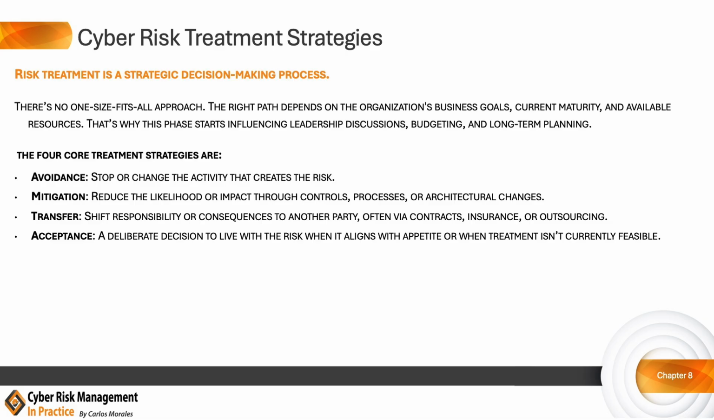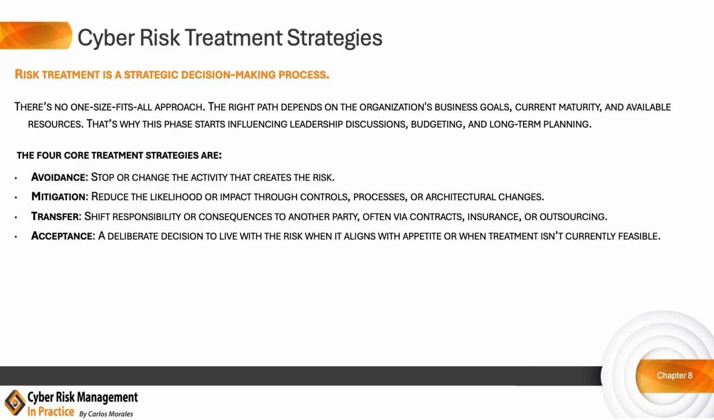In the book, we frame this transition clearly. Assessment gives you visibility, treatment moves you forward. Now that we're in the risk treatment phase, the next step is to choose how the organization will respond to each risk you've assessed. In the book, we walk through four core treatment strategies that give structure to those decisions: avoid, mitigate, transfer, and accept. Each of these options is valid, depending on the risk, the environment, and what the organization is trying to achieve.